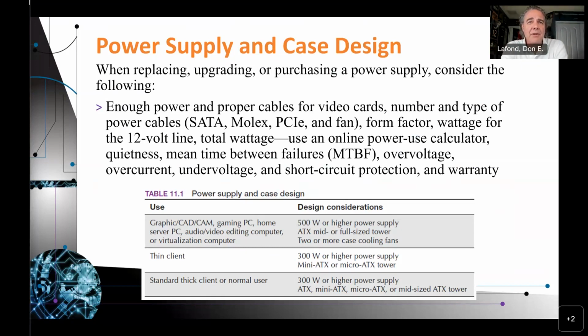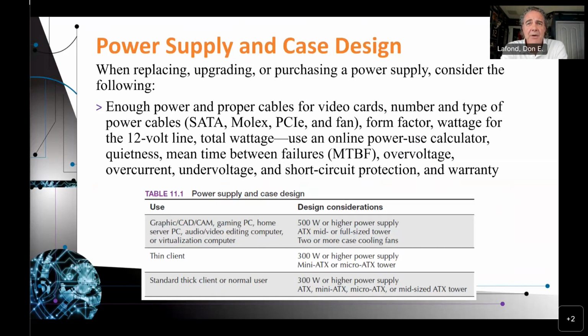Now, how much power is enough power? You need to have enough power and proper cables for video cards, the number and type of power cables, SATA, Molex, PCIe, and fan, to be able to plug all the stuff that's in your computer. The form factor we talked about already, but even power supplies come in different form factors, and you've got to make sure that the power supply fits in the case that you have. Wattage for the 12-volt line. Total wattage is the key.